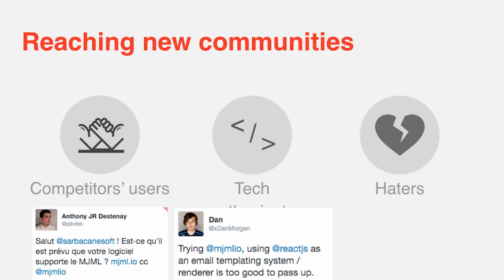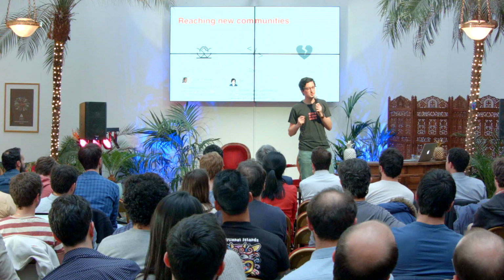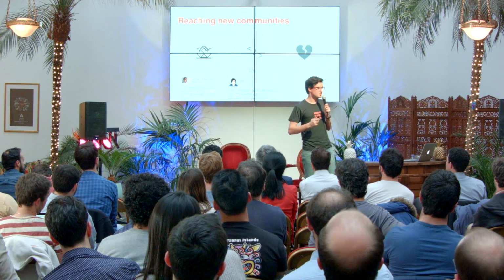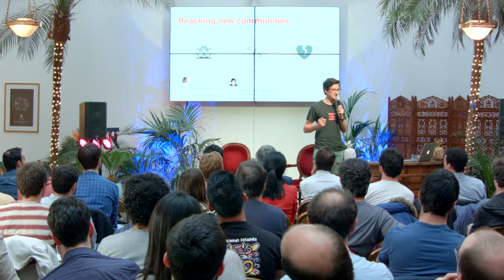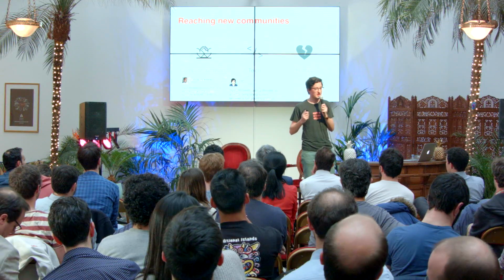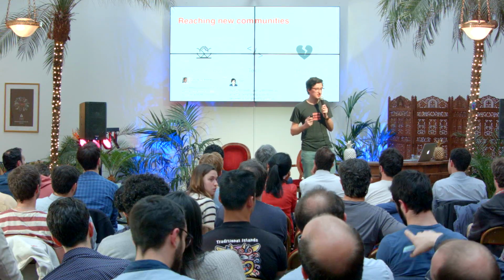First, you might be able to reach new communities. By new communities, I mean competitors' user bases. For example, you have a tweet here of someone crazy about MJML, who asked a competitor to integrate it. This is a nice way to get to those users, because they might be used to another product, another technology, another company, and it's not easy to get to them point blank, because those companies might have bigger needs, bigger means, and a bigger image than you. So it's a good way to get to those users.